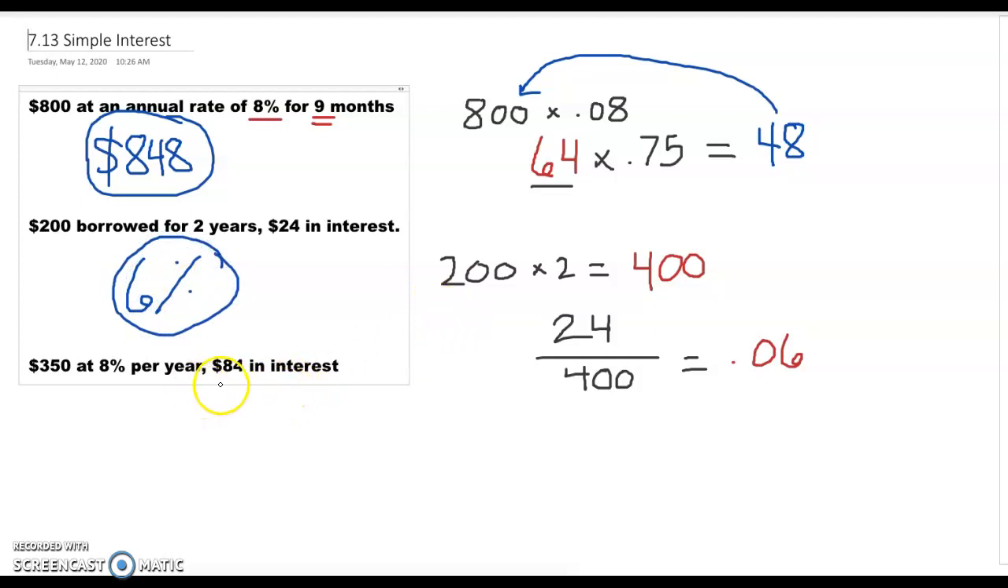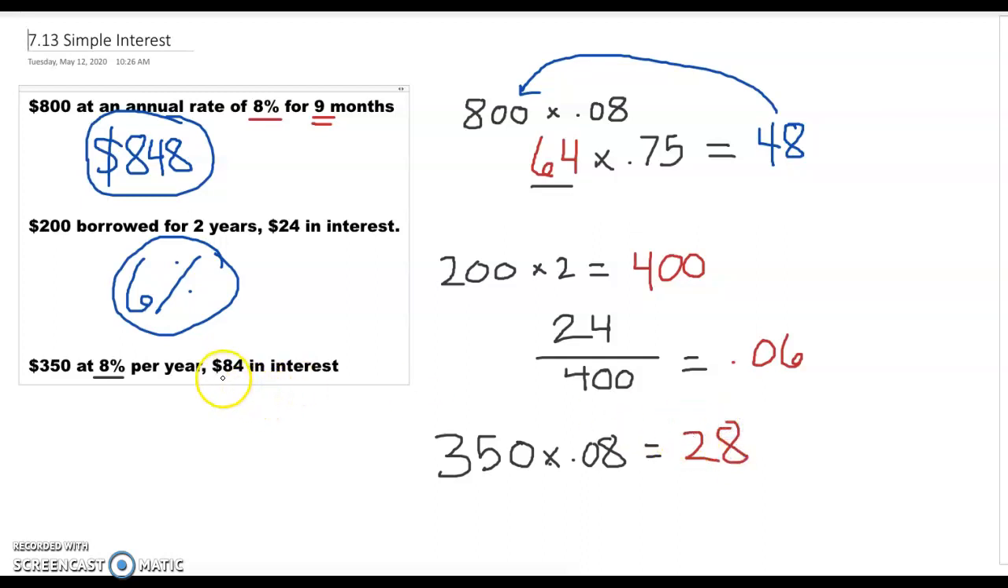Okay. Finally, our final question here, we're going to use the exact same steps. We're going to go with 350. Multiplied, because we're going to get rid of this, by 0.08, which will give us an answer of 28.